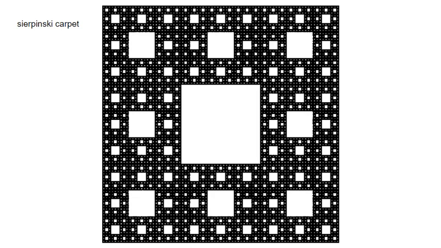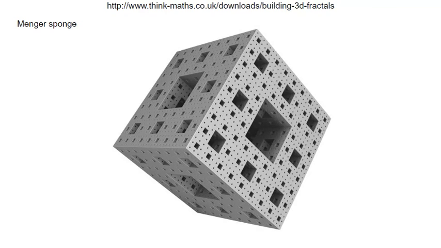This is called a Sierpinski carpet. If we take 9 of these and make a cube, we get what's called a Menger sponge. As you can see, this keeps going forever.